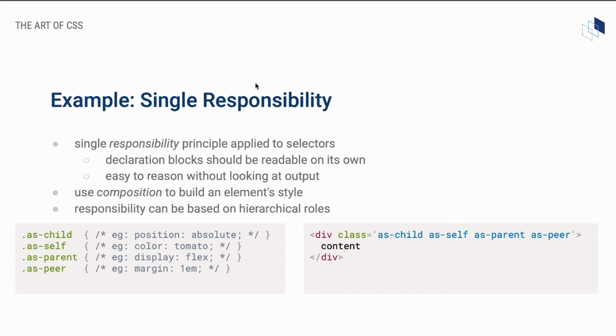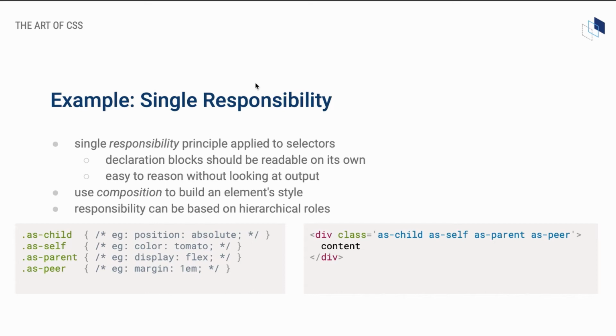One of the classes says as child, basically admits that I am a child of some other parent. And in doing so, I shall do things that are relevant to me as a child. Position, top, left, bottom, right, all of those things. They are relevant because I'm a child of some other element. I could also apply the responsibility of myself, things that I care about, right? My color, my background, my borders, all of those things are for myself.